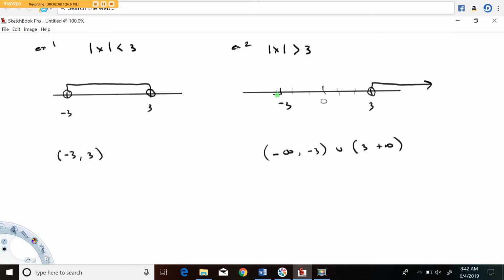Over here now, negative 4 solves this because the absolute value of negative 4 is 4. That is greater than 3. And in fact, everything to the left of that number also solves it. So open circle at negative 3, arrow to the left.